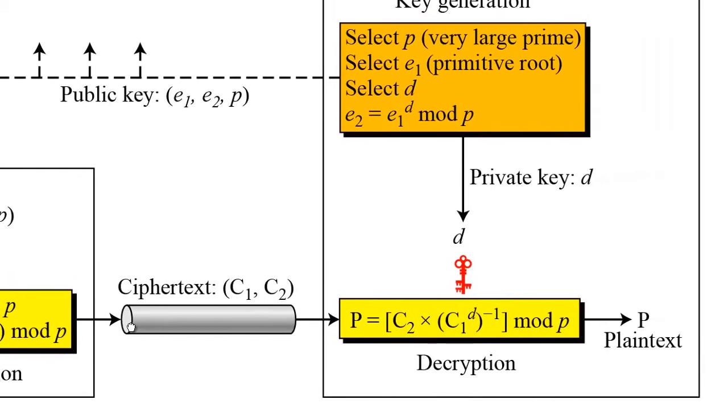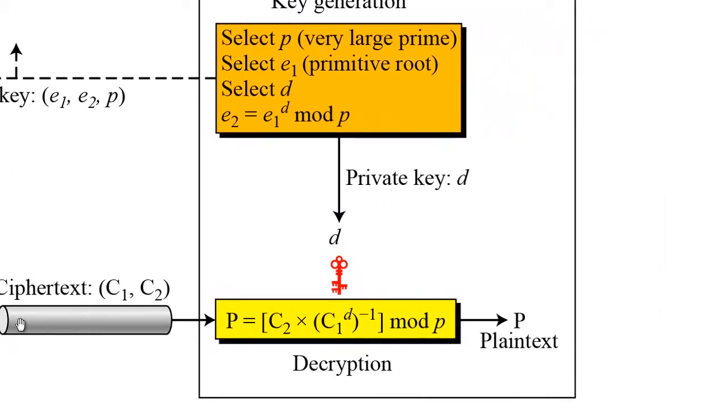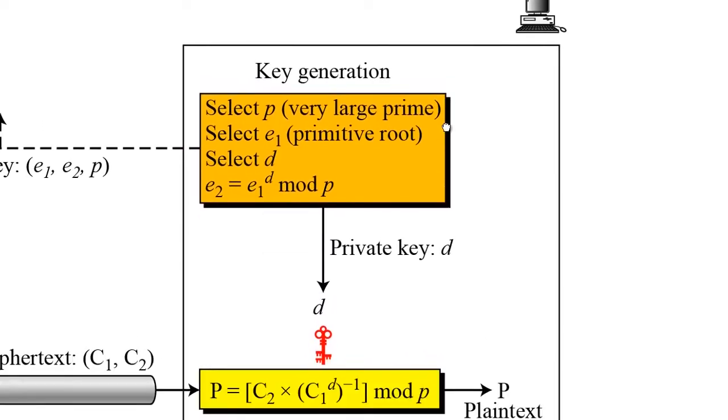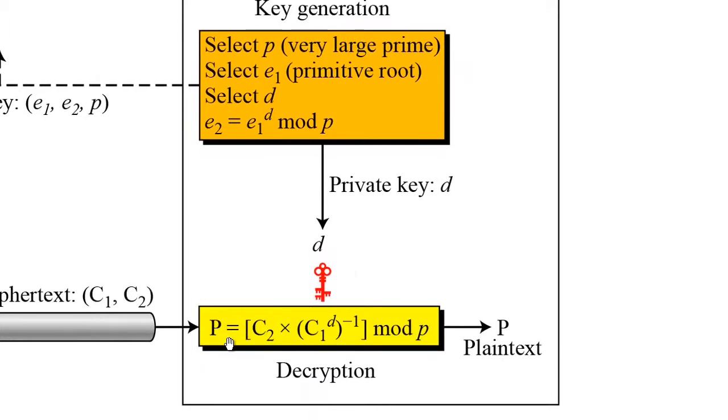Now this C1 and C2 are transmitted over the channel and reach Bob's system. In Bob's system it goes through the decryption process, where he has the private key. Decryption is only done with the private key. He has already received C1 and C2, and now he decrypts the information with the help of the private key. For the decryption process, it is C2 into C1 power D inverse mod P. So now he gets back the original message.